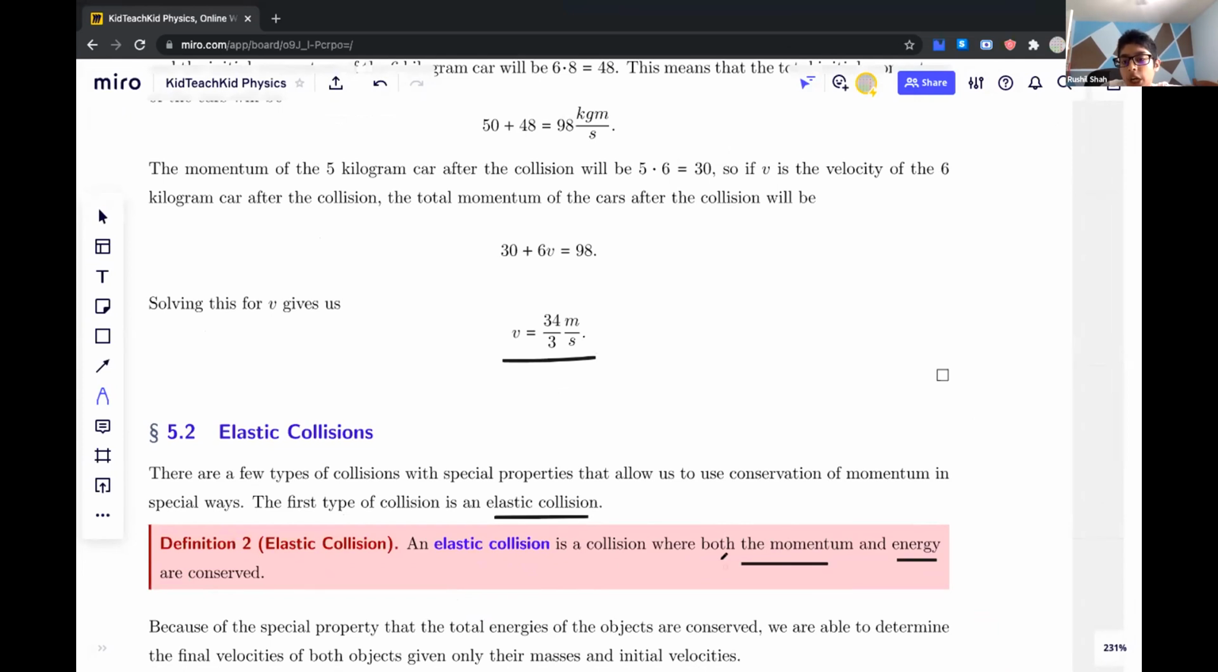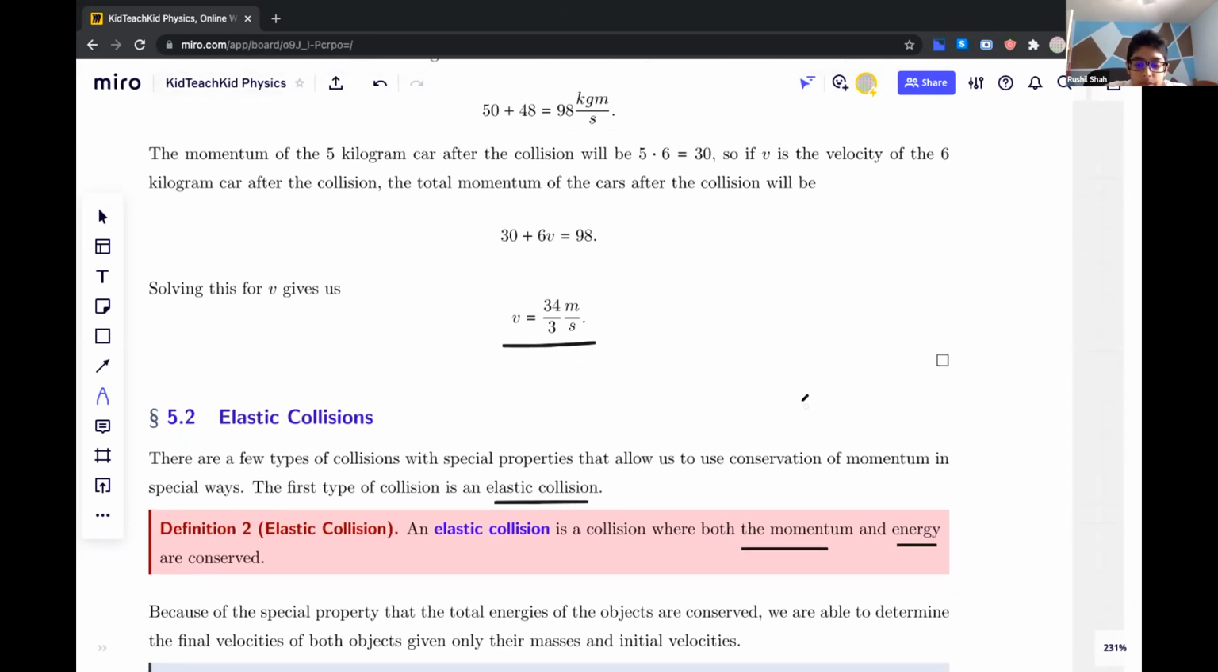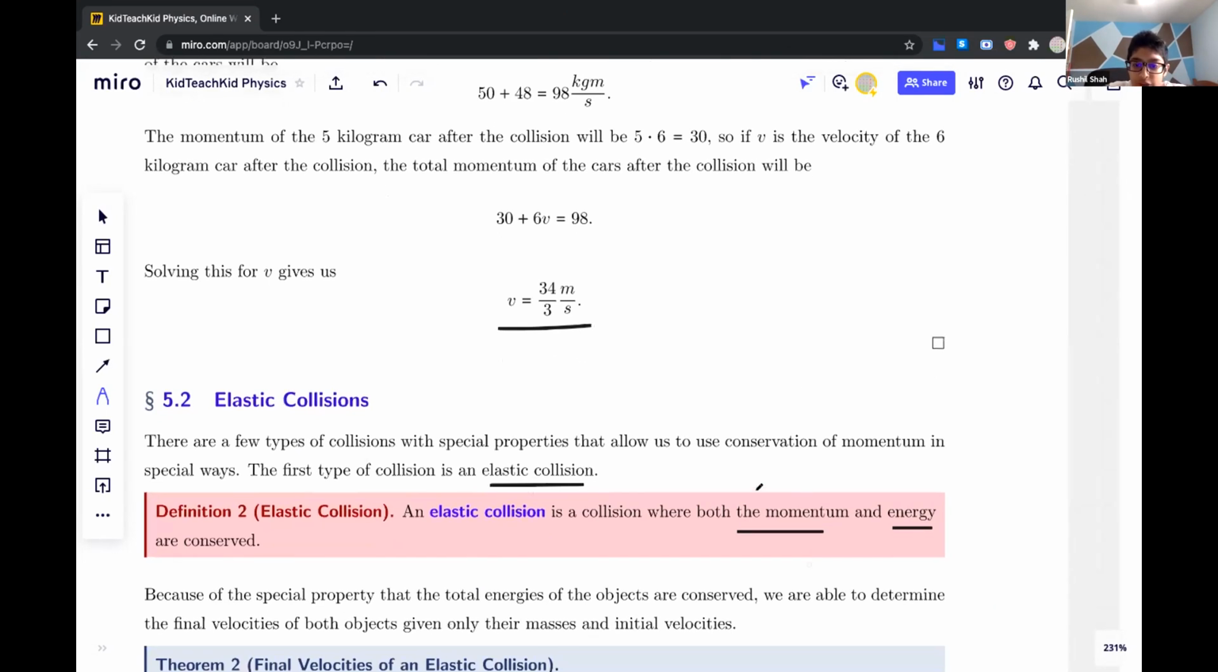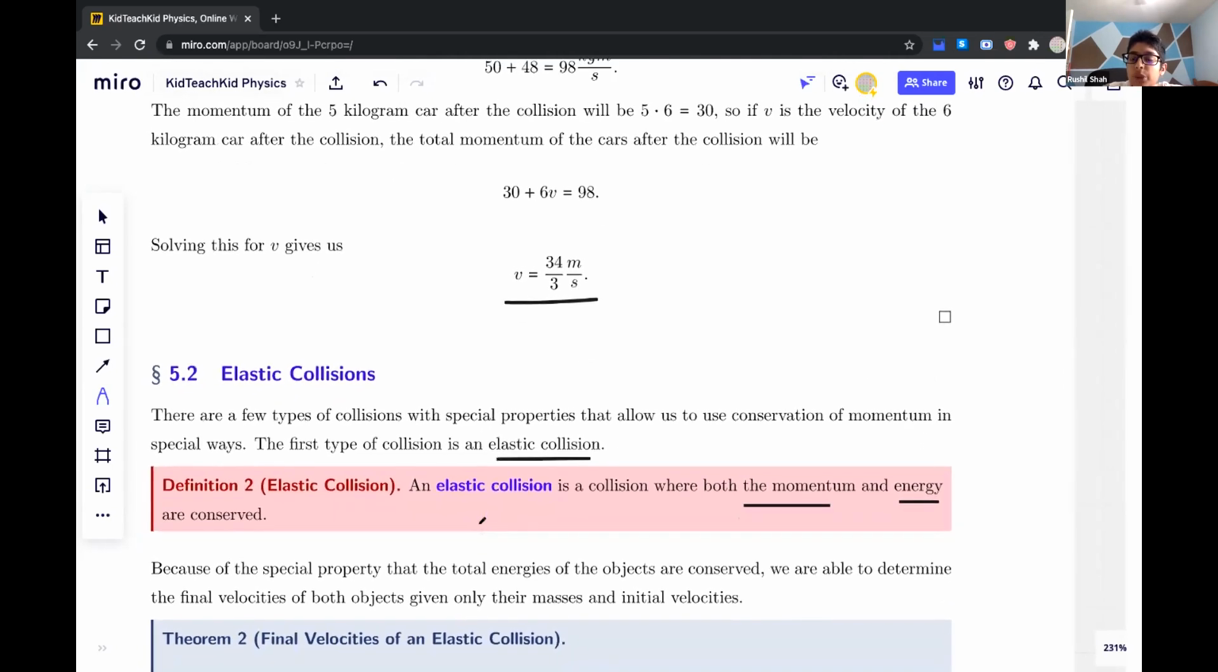And I know I haven't talked about energy yet, but all you need to know is that energy is basically a property of an object, and it can depend on the velocity, the position of the object, and things like that. So an elastic collision conserves both momentum and energy, and this allows us to make two equations: a conservation of momentum equation and a conservation of energy equation.